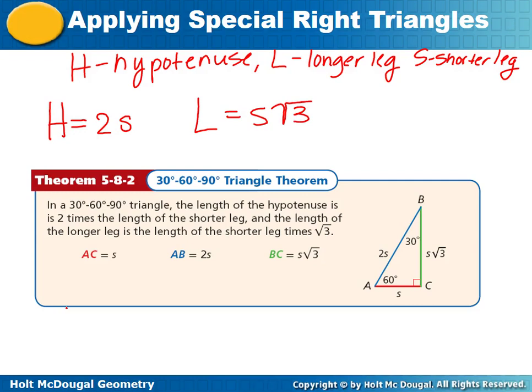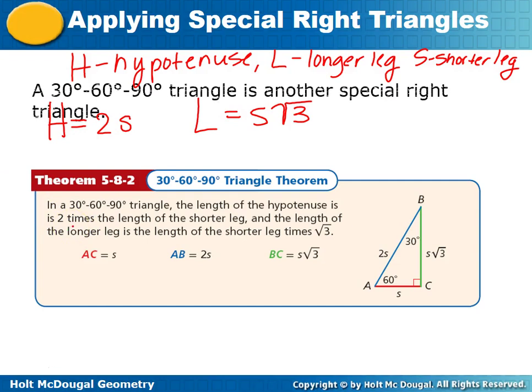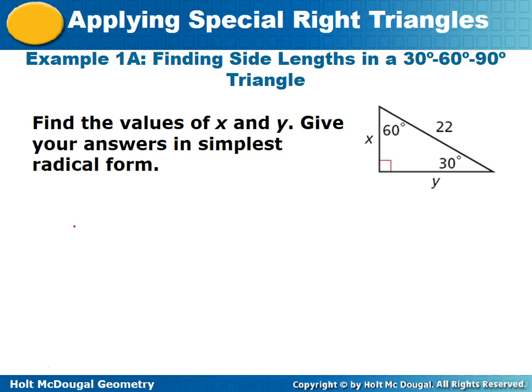Now what I like to tell my students is the square root of 3 is attached to the 30, 60, 90 triangle because it's got 3 different angle measures, whereas the square root of 2 is attached to the 45, 45, 90 triangle because it's got 2 different angle measures, the 45 and the 90. So now we're going to go ahead and work a couple of these problems. First thing we're going to do is label our sides, and we're going to do this every time before we start the problem.